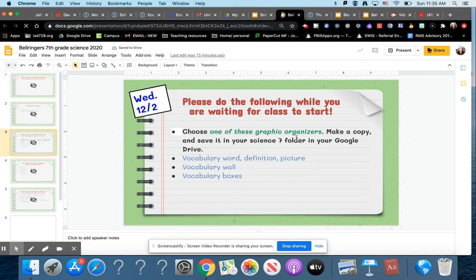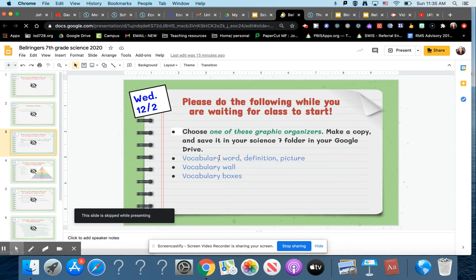All right, so what you need to do to get ready for today is look through these three graphic organizers and choose which one you would like to use today for your vocabulary. There are quite a few vocabulary terms, 8 of them, so keep that in mind. You can choose between the word definition picture, the wall, or the boxes. Choose which one you want, make a copy, and save it in your Science 7 Google folder to be ready for today.